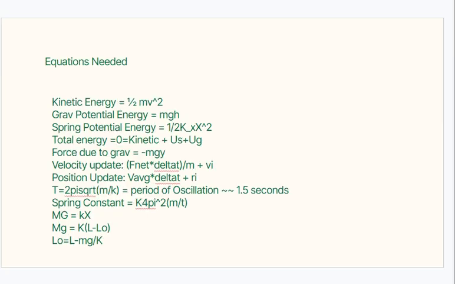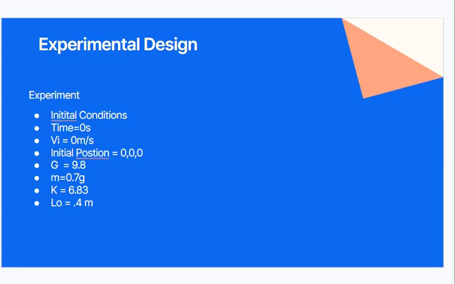Next, we're going to go over the equations we need. We're going to need the kinetic energy, gravitational potential, spring energy, total energy, force due to gravity, velocity update, position update, the period of oscillation, and spring constant. This is for the what-if question at the end, so we'll get more on that later.